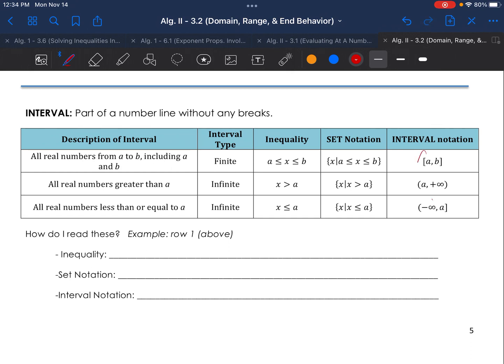And the interval notation would start with negative infinity this time because you go the lower number first on all these, by the way. Comma, and then it does include A because it's or equal to.